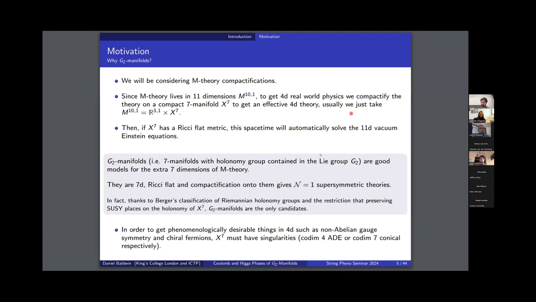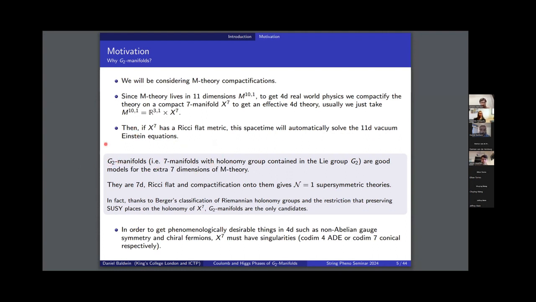Okay, so some motivation. So we'll be considering M theory compactifications. And since M theory lives in 11 dimensions, to get four-dimensional physics, we have to compactify the theory on a seven-dimensional compact manifold, which I'll call X7. And usually we'll just take our 11D space-time to be 4D Minkowski times this compact seven manifold. Then if X7 has a Ricci flat metric, this space-time automatically solves the 11D vacuum Einstein equations.